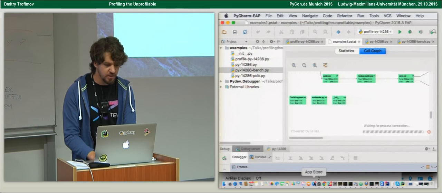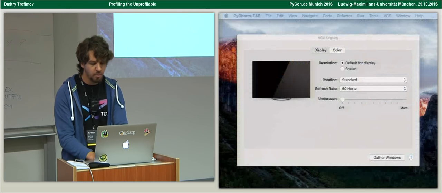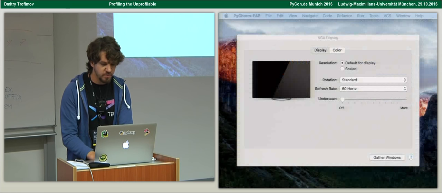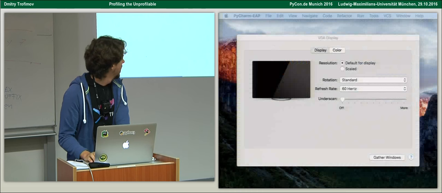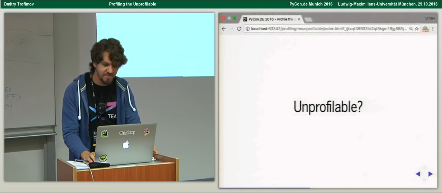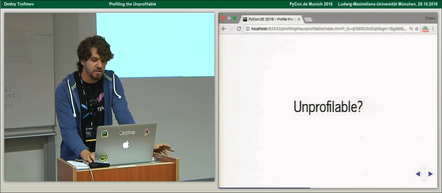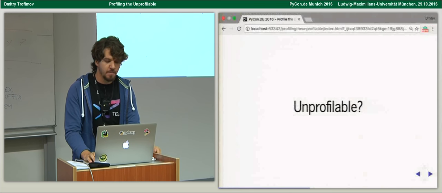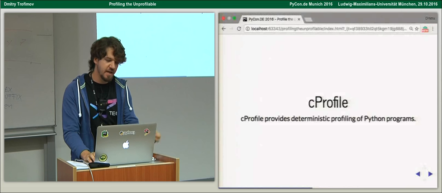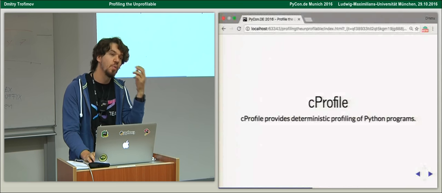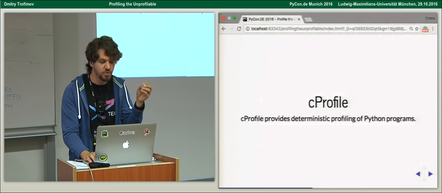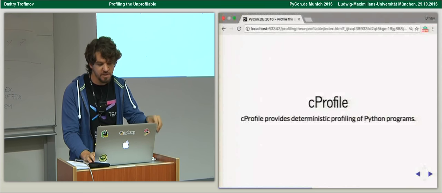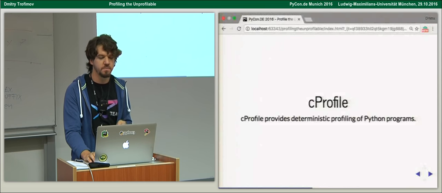So the question is whether our debugger is unprofitable. This question. And if it's so, what do we do? And to decide about that, to know whether it's unprofitable and what do we do, we need to dive a bit deeper and to understand how cProfile works.